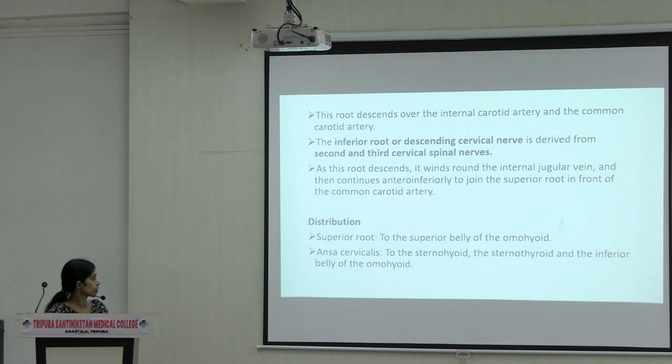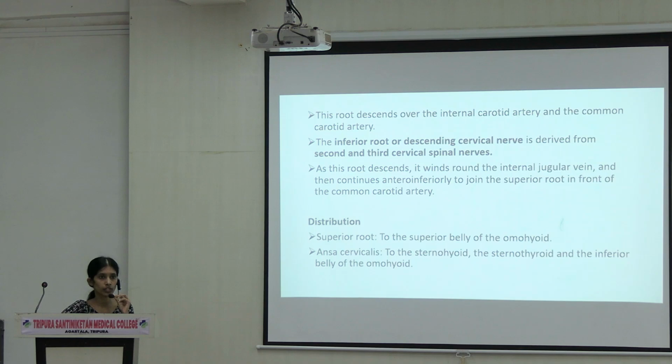Okay. Distribution. The superior root supplies the superior belly of the omohyoid muscle, and the Ansa cervicalis, that means the inferior part, supplies the sternohyoid, sternothyroid and the inferior belly of the omohyoid. So remember, the superior part supplies the superior belly of omohyoid, and the inferior part of the Ansa cervicalis supplies the inferior belly of the omohyoid along with sternothyroid and sternohyoid muscles. Okay. Any doubts? Any doubts in Ansa cervicalis?